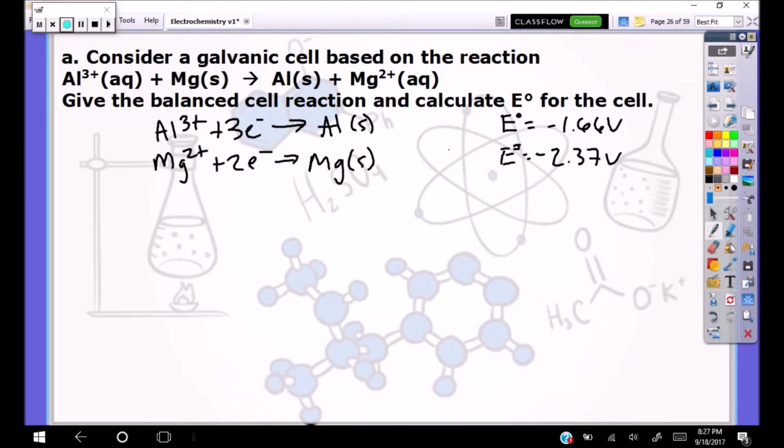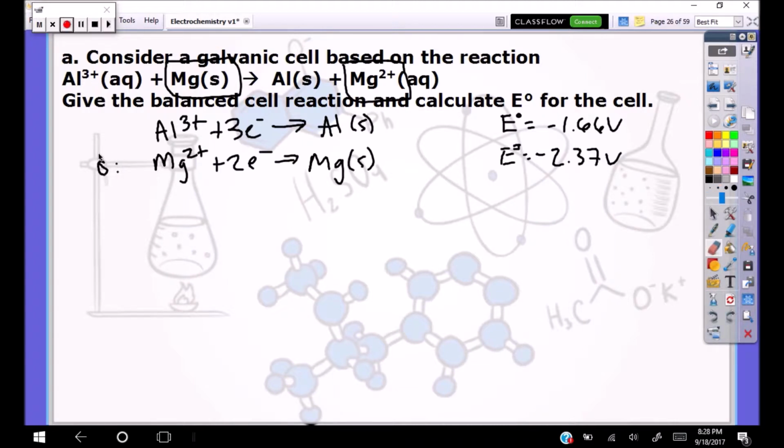So, first things first, we need to identify which one is being reduced and which one is being oxidized. That's easy. Remember that oxidation is the loss of electrons. If we look at magnesium, magnesium is losing electrons. Here it is uncharged, and over here it becomes positive. If it becomes positive, that means it is losing electrons. Magnesium is our oxidation reaction.